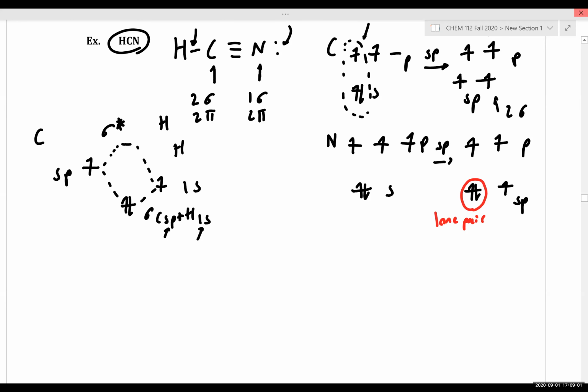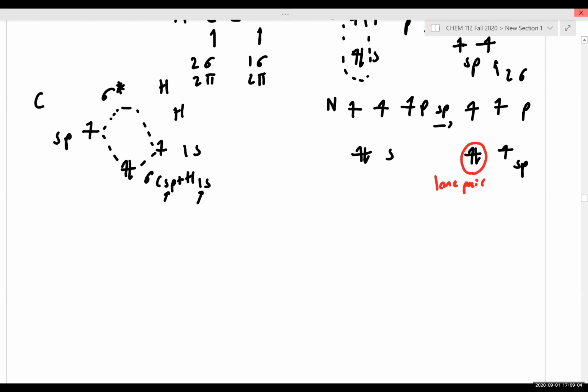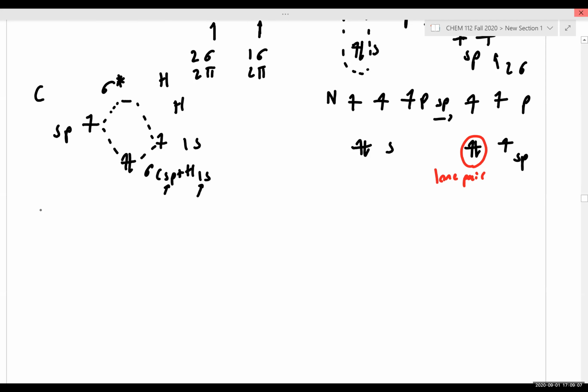Okay, let's look at our other bonding patterns. So let's look at our carbon-nitrogen bond for a moment. So carbon is contributing an sp hybridized orbital. Nitrogen is contributing an sp hybridized orbital. The orbital for nitrogen is slightly lower in energy because nitrogen has a greater effective nuclear charge. Let me draw this a little bit closer.